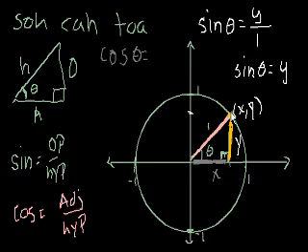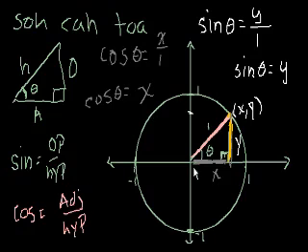If this is the point xy, then this distance here is x, and we already observed that this distance is y. So this distance being just x, we know that the adjacent length is x. So we say cosine of theta is equal to x over the hypotenuse. And once again, the hypotenuse is 1. So cosine of theta is equal to x.